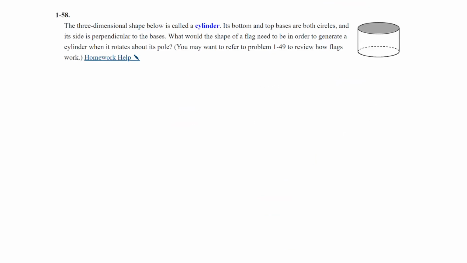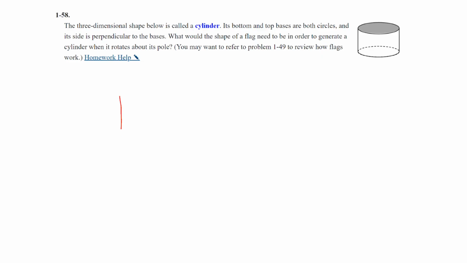Question 58. The three-dimensional shape below is called a cylinder. Its bottom and top bases are both circles, and its side is perpendicular to the bases. What would the shape of a flag need to be in order to generate a cylinder when it rotates about its pole? You may want to refer to problem 149 to review how flags work.